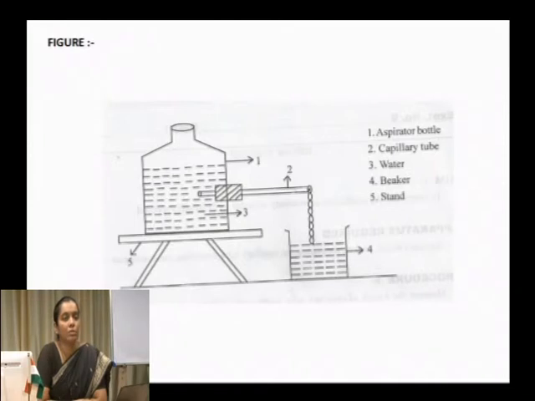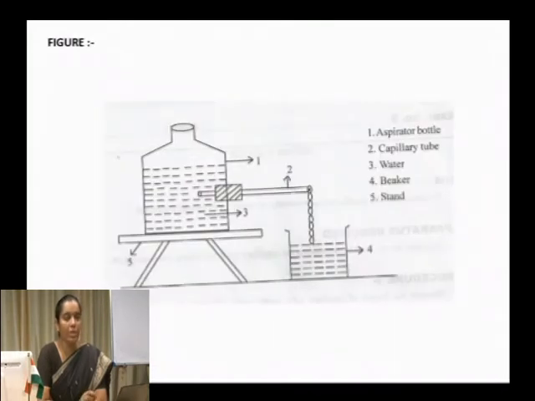So, this is the actual setup of the experiment. We have only 4 objects to be taken. One is the aspirator bottle, the other one is the capillary tube, a beaker to collect the water flowing out of the capillary tube, and a stand.